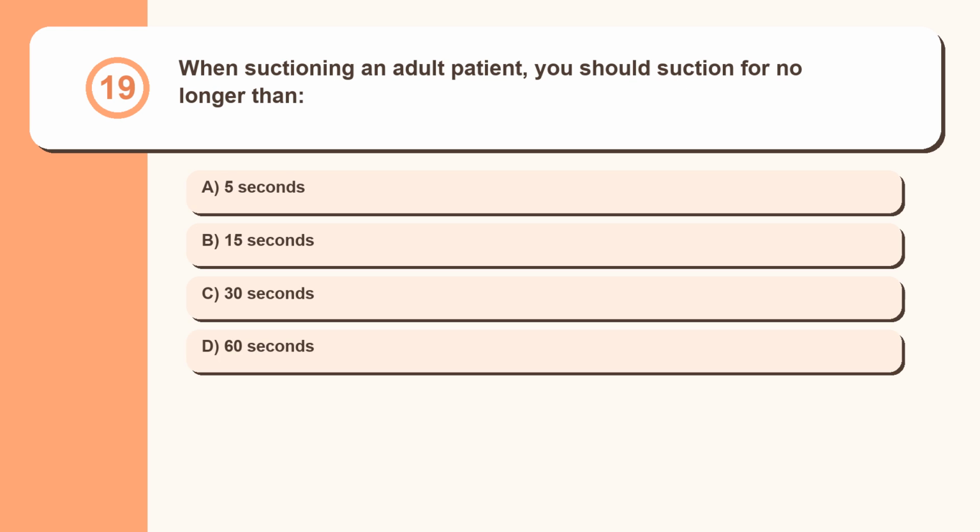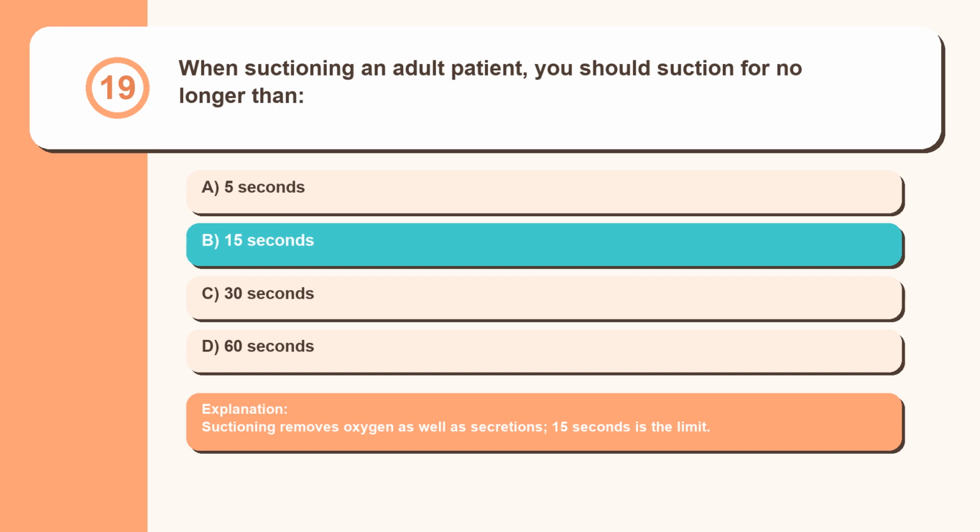Question 19. When suctioning an adult patient, you should suction for no longer than 5 seconds, 15 seconds, 30 seconds, 60 seconds. Suctioning removes oxygen as well as secretions. 15 seconds is the limit.